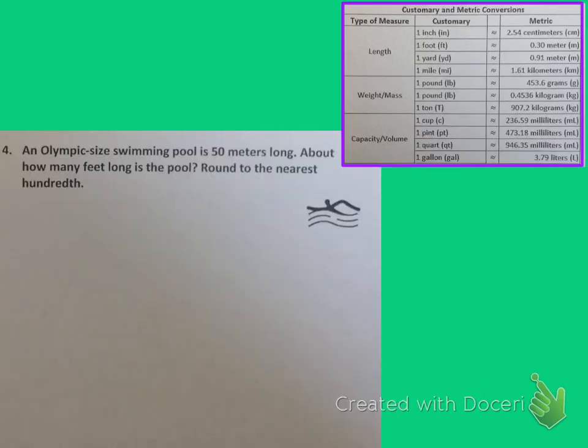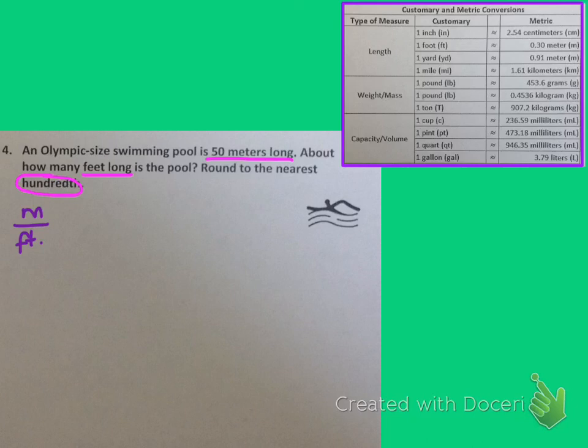An Olympic-sized swimming pool is 50 meters long. About how many feet long is the pool? We need to round to the nearest hundredth. So when we're reading this word problem, we have to figure out what we are converting to what. And here we are converting meters to feet. So I'm going to go ahead and write meters over feet, so I know that's how I need to set up my ratios in my proportion.